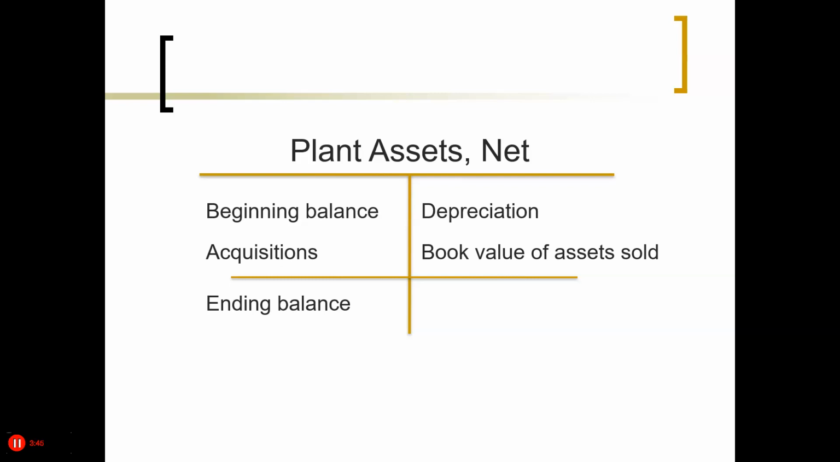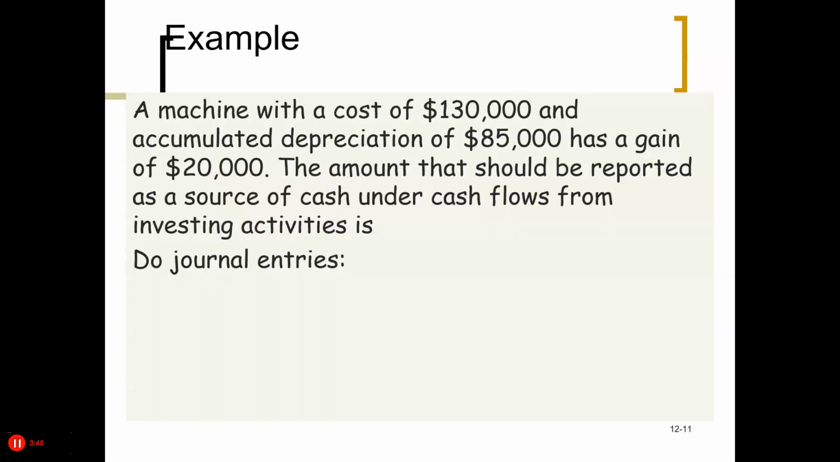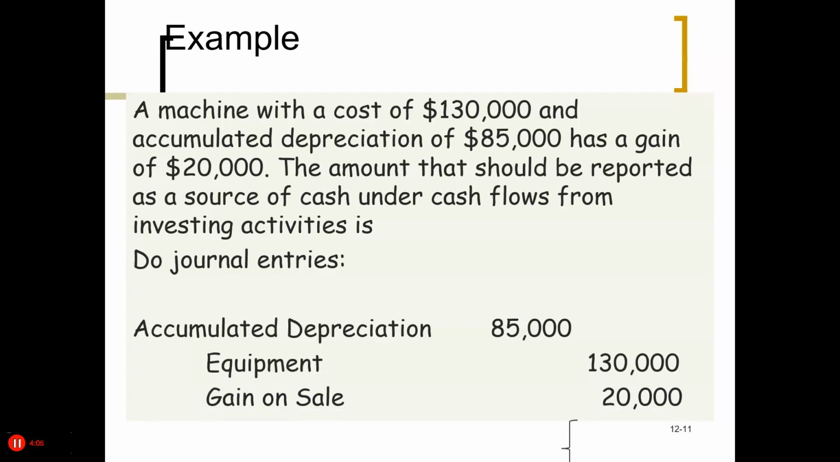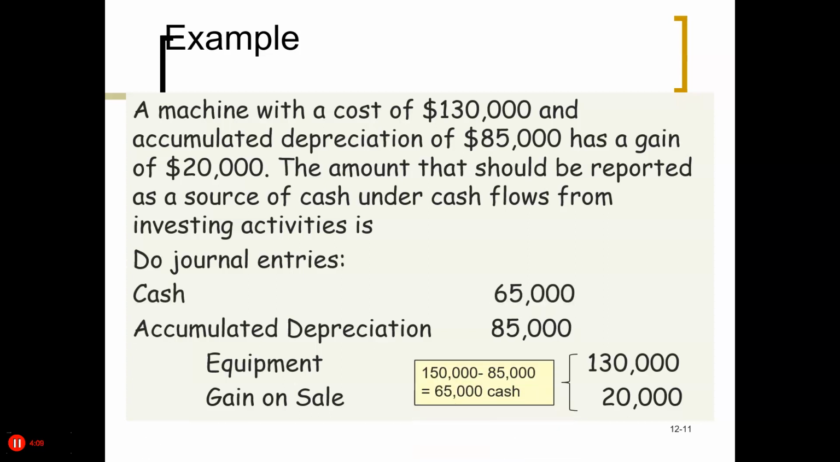So let's look at an example. In this case, a machine with a cost of $130,000 had $85,000 of accumulated depreciation, and they had a gain. So where's the cash? I like to do the journal entries. I take the accumulated depreciation off the books. I take the equipment off the books. I show the gain. I add up the equipment and the gain, and that tells me I got cash of $65,000, which is going to show under investing activities on the cash flow statement.